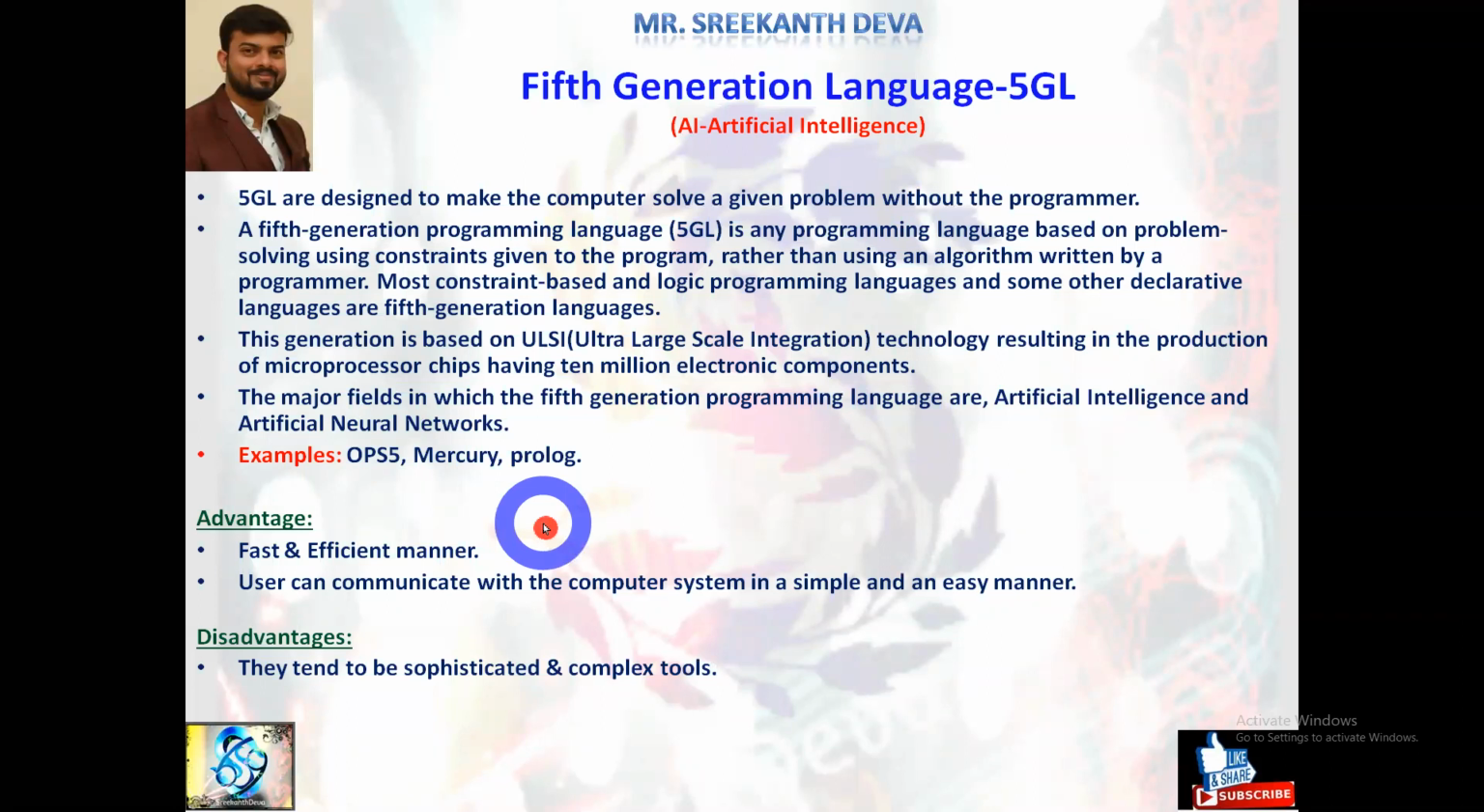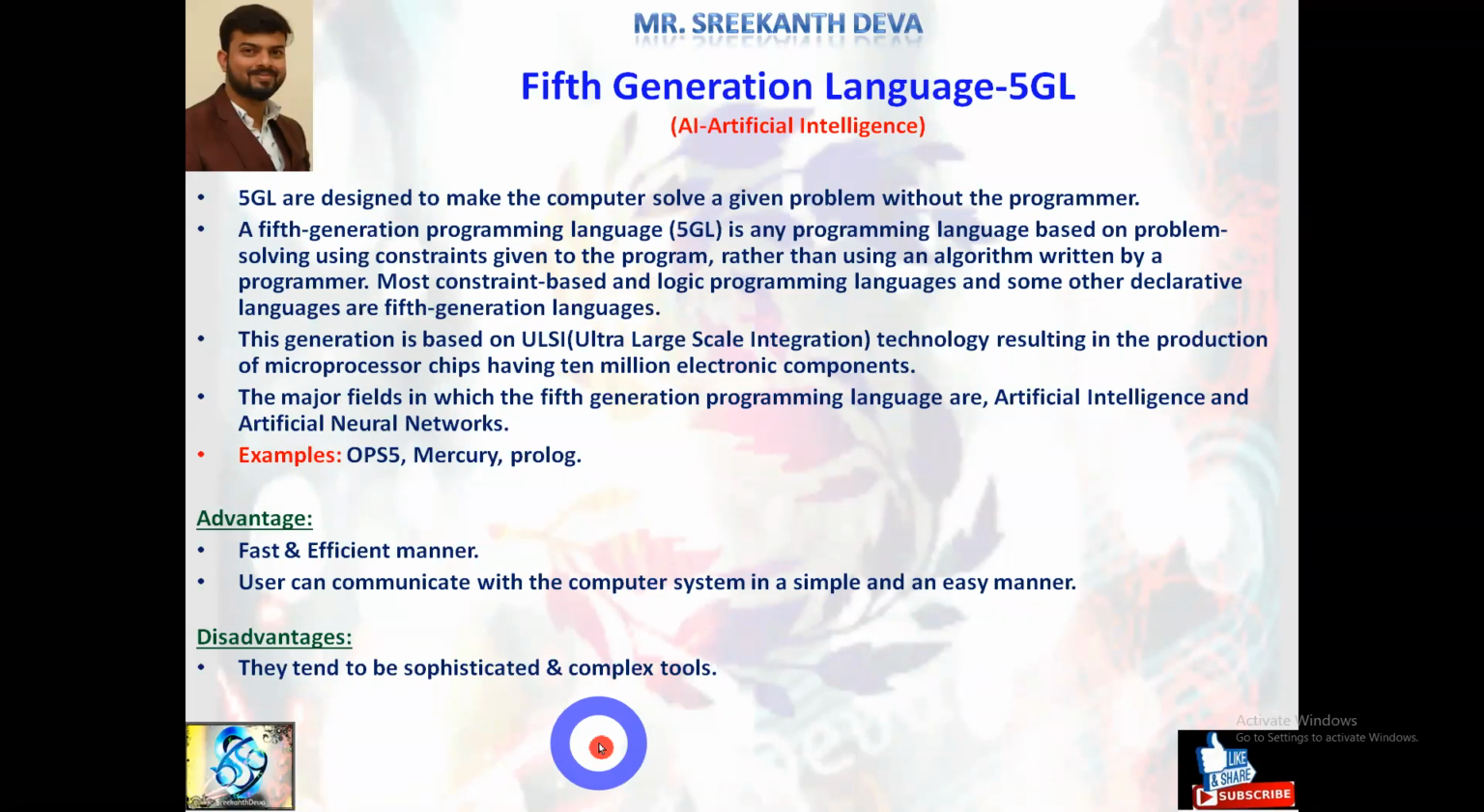What are the advantages? One of the major advantages of fifth generation programming languages is the use of system automation, which reduces the workload on the programmer. With fifth generation languages, the user can communicate with the computer system in a simple and easy manner. Fifth generation languages can be used to query the database in a fast and efficient manner. Some limitations: programs continue to get more complicated and slowly lose some relation with the original algorithms.